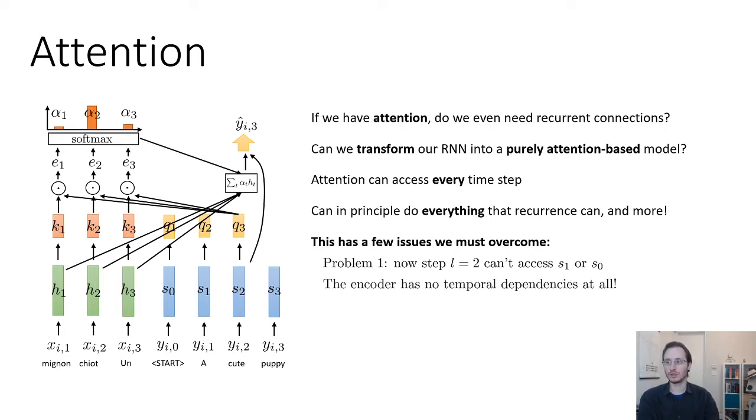So the encoder now has no temporal dependencies at all, and each step of the encoder in this naive version is completely independent of every other step. And of course, we don't want that because words do have very strong dependencies between each other. So we have to fix this first, and then we'll see there are actually a few other problems that come up, but fortunately, all of them can actually be fixed.